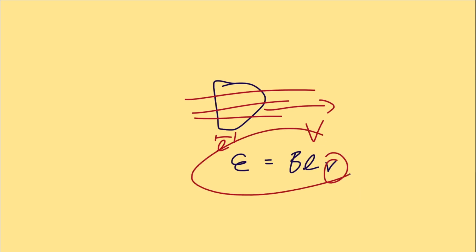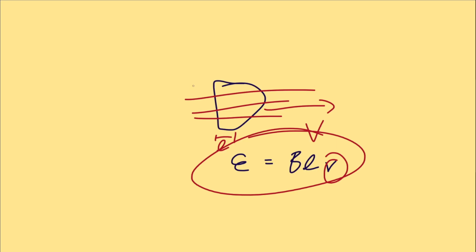Now here's something interesting. You don't even need a full loop. A moving conductor inside of the magnetic field can generate voltage. And the formula to represent this is EMF equals B L V, where B is the magnetic field, which is perpendicular, L is the length of your conductor, and V is the velocity that is moving it. This is derived from Faraday's law.